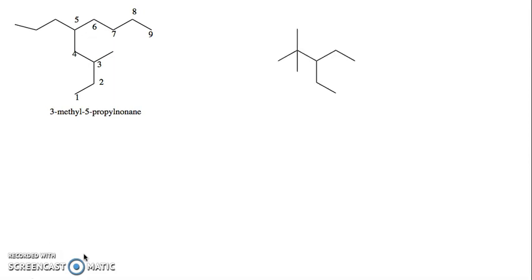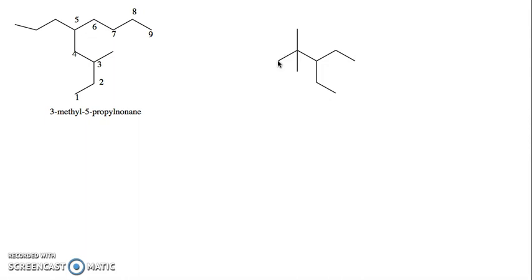Let's try this one next. Again, if you're going to try to do this yourself, you might want to stop it now and try to figure it out and then listen to what I have to say about naming this. Again, when we name this, we want to start by finding the longest continuous chain. And in this case, it's going to be 1, 2, 3, 4, 5.